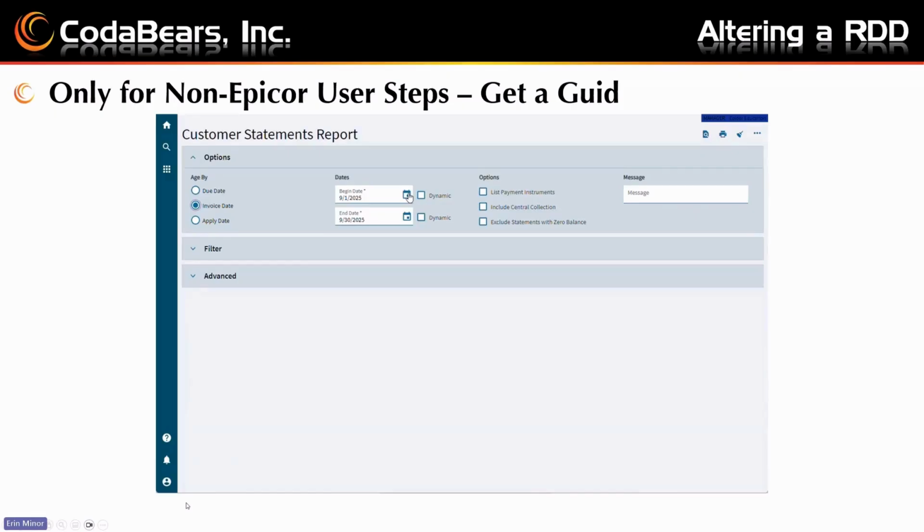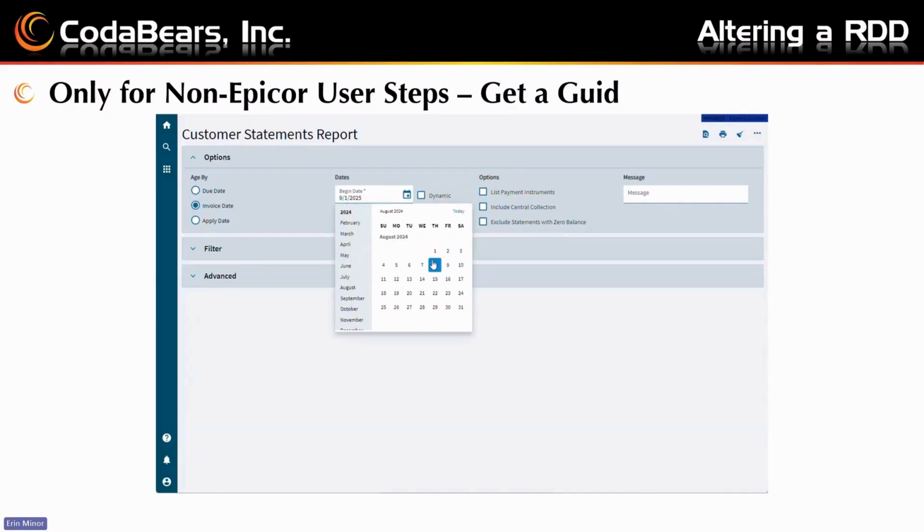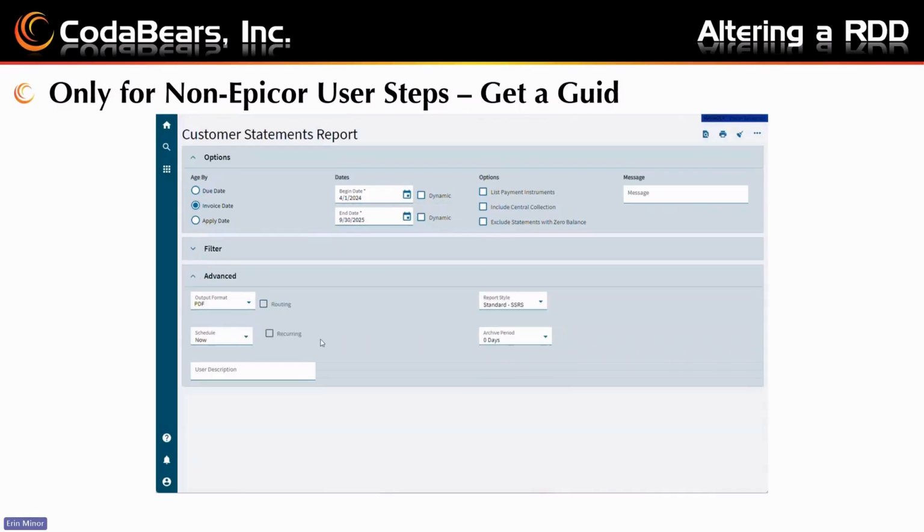We're going to run the actual report. I picked customer statements because that's the one that we were adjusting. I'm going to put in a date range of data I know exists in the system. I'm not going to set any parameters or filters. Now here you have to pick your report style.